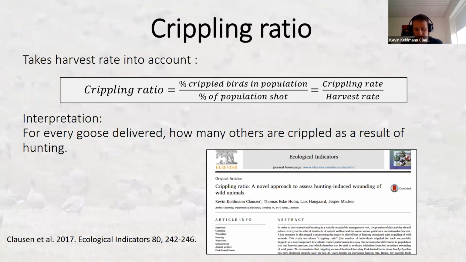Good. When we have the harvest rate, we can then define what we've coined as the crippling ratio. The crippling ratio is the percentage of crippled birds in a population divided by the percentage of the population being shot. Or with the terminology that I've used so far, it's the crippling rate divided by the harvest rate. If defined as so, then the crippling ratio can be interpreted to say that for every goose delivered, how many others are crippled as a result of hunting. And this accounts, of course, for the changes in harvest level over time. We made a paper on this back in 2017 that we are, of course, happy to pass around if anyone's interested to look into this.